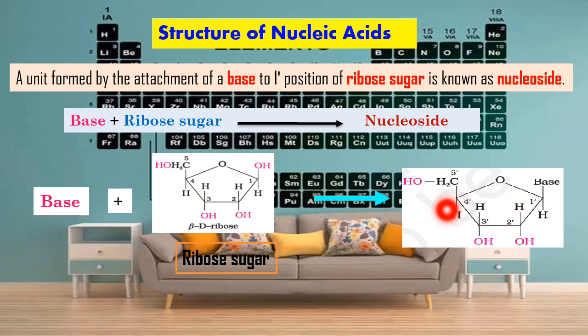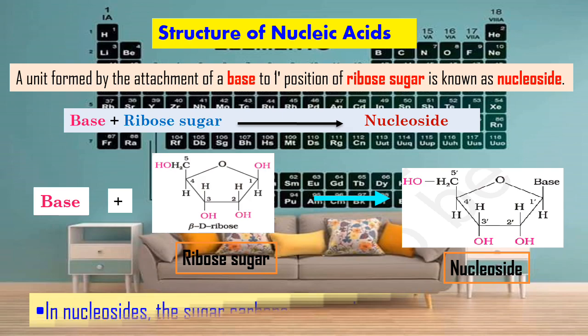So can you see? A pentose sugar is there, and to its 1 dash position the base is attached. I said the carbon atoms in a ribose sugar are numbered as 1 dash, 2 dash, 3 dash, 4 dash and 5 dash. In case of carbohydrates we used to number them as 1, 2, 3, 4 and so on, isn't it? Okay, now this base gets attached to the 1 dash position. Now this structure is called as what? A nucleoside. Clear? Very simple. A unit formed by the attachment of a base to the 1 dash position of a ribose sugar is called as what? Nucleoside. Okay.